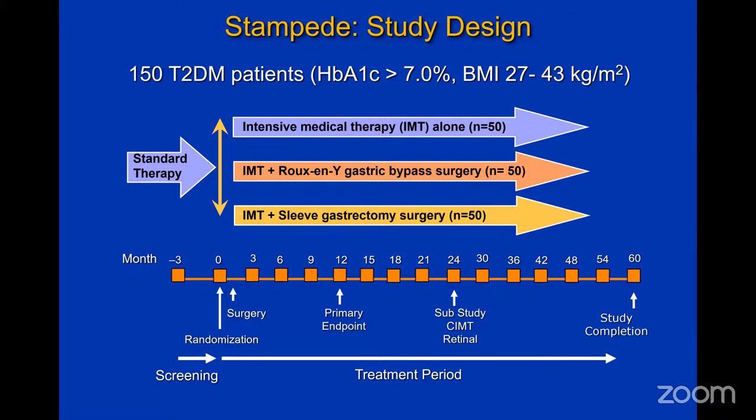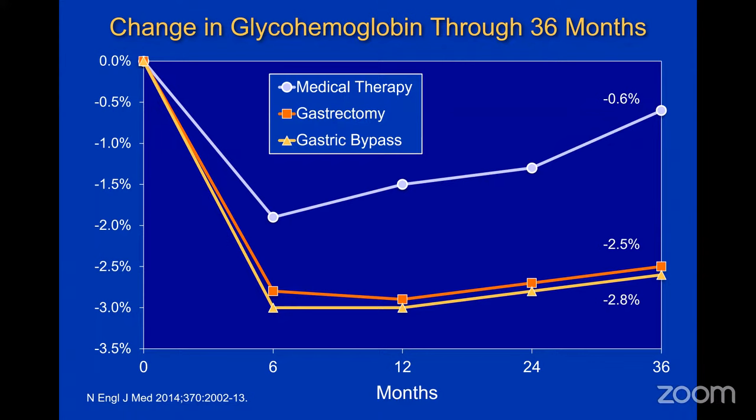And here's what happened to their hemoglobin A1C. It went down almost 3%. 3% means if you start out at 8.5, you end up at 5.5. It was remarkable. We got some initial benefit from medical therapy, but by the end of 36 months, the benefit with medical therapy was pretty small.